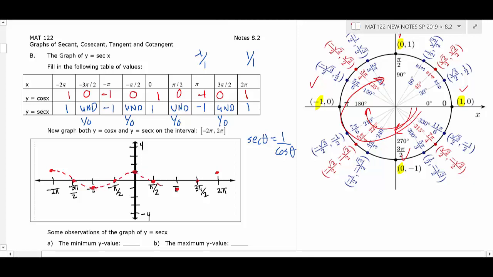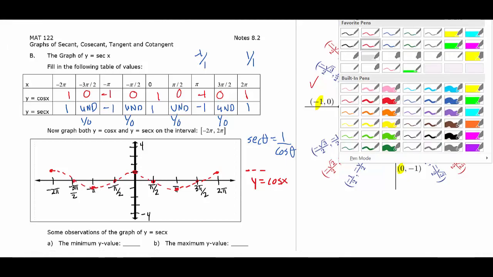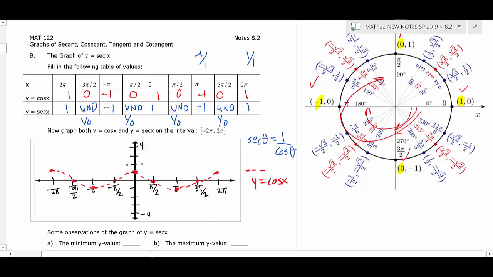So that will be the graph of y equals cosine x. Okay, you want to just do that in a dashed graph, and then I'll label that as y equals cosine x. Okay, so that's how we start. When you graph a secant, really what you're going to do for the most part is graph the corresponding cosine, get your asymptotes, and then take it from there.